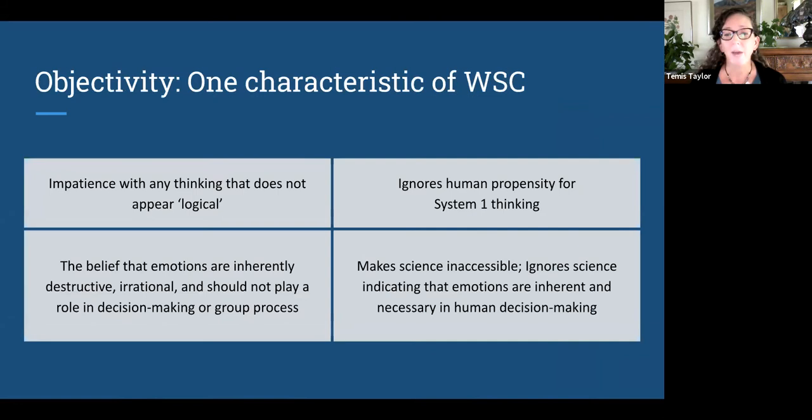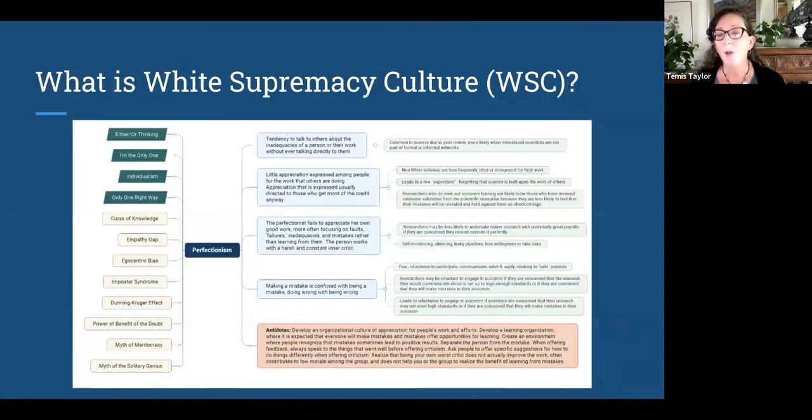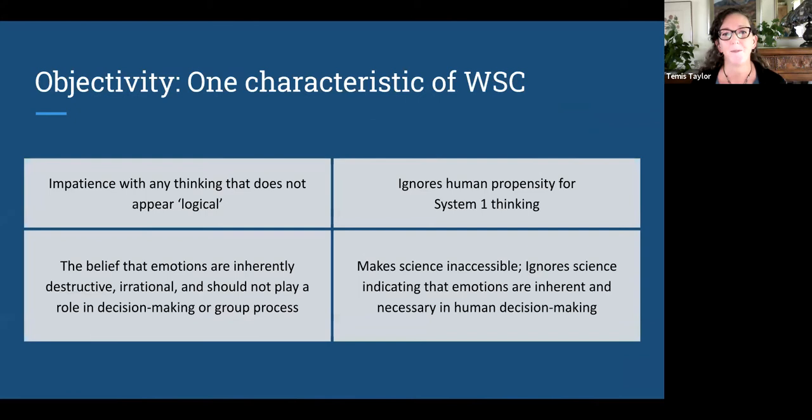So to think about the way white supremacy culture operates, let's look more closely at two characteristics that are particularly relevant in science: objectivity and perfectionism. The desire for science and scientists to be objective creates impatience with any thinking that does not appear to be logical. Emphasis on objectivity can cause us to deny emotion, something that makes science and scientists inaccessible to audiences.